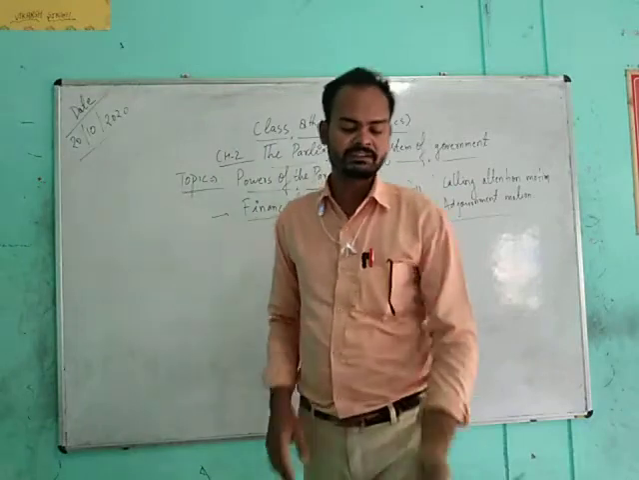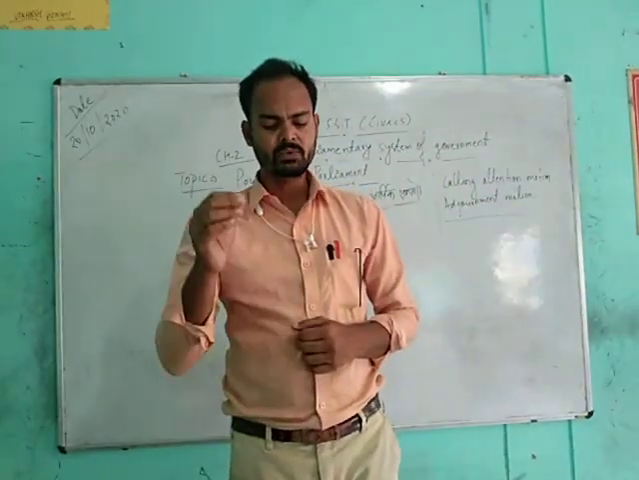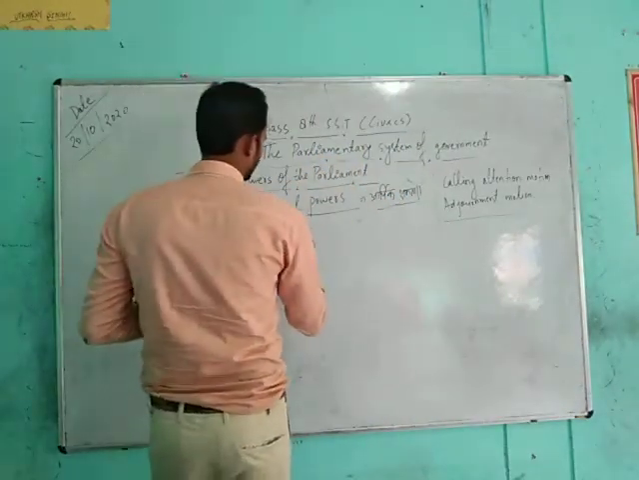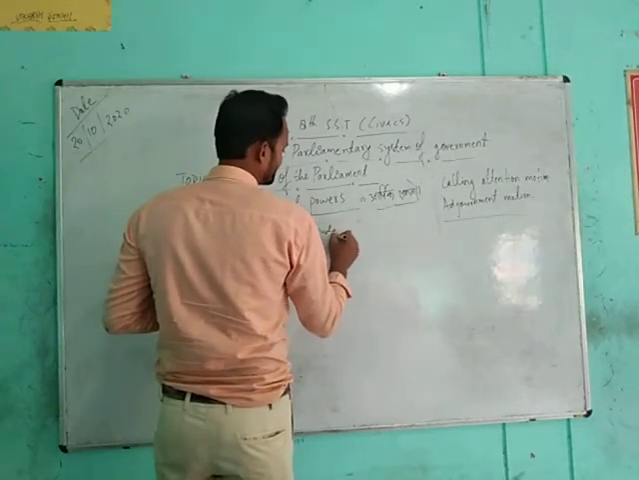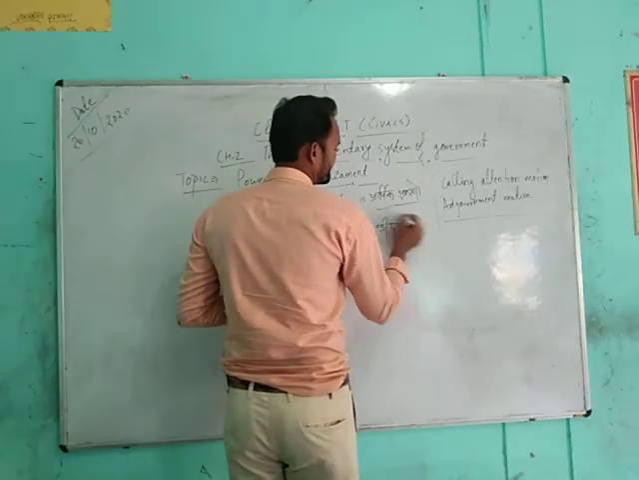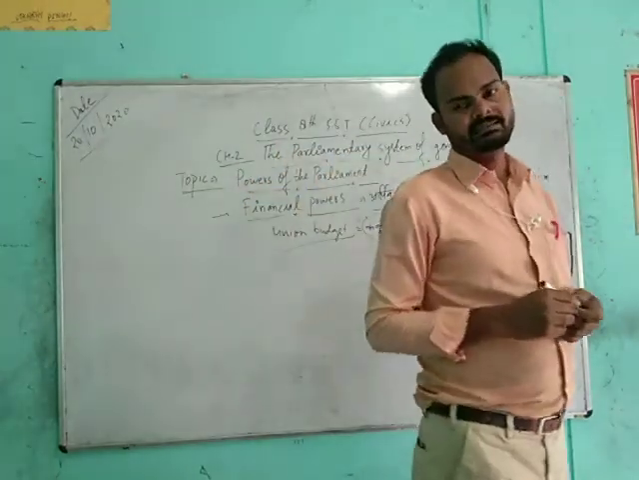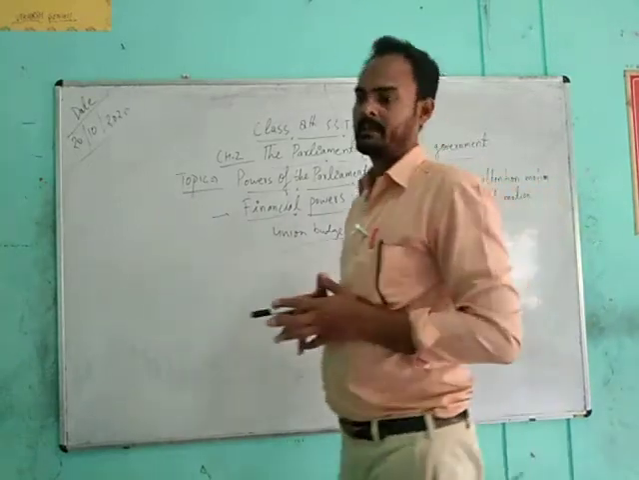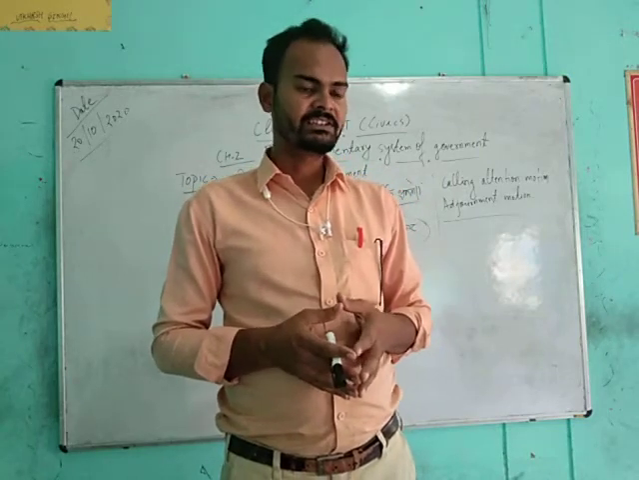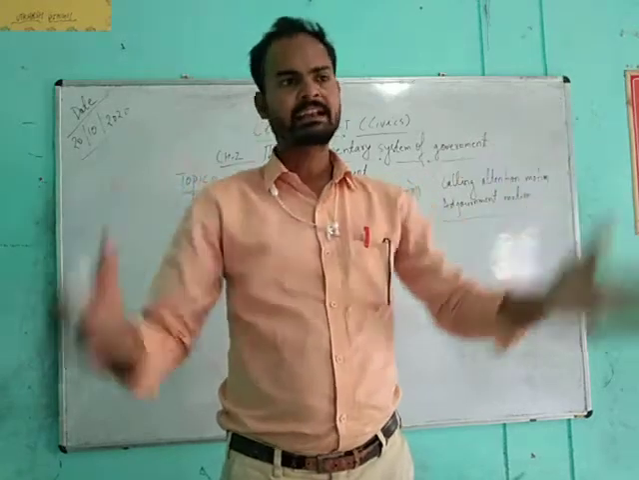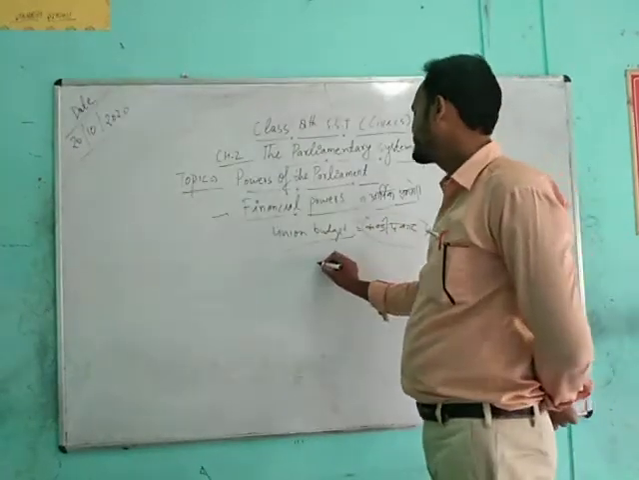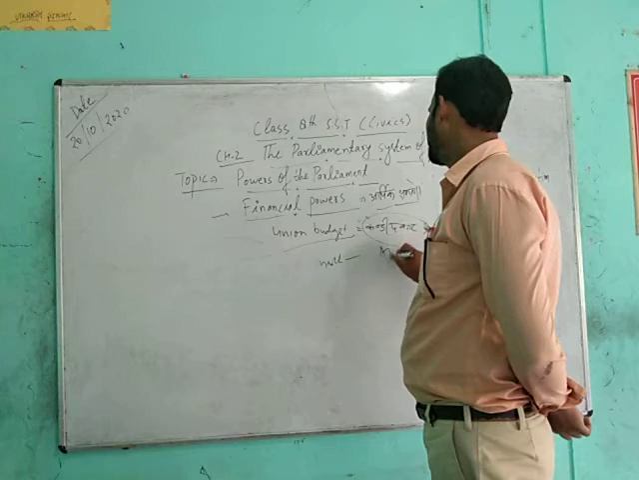So students, now our topic, financial powers. The financial powers of Parliament include control over the union budget. What is the union budget, students? Union budget, that is Kendriya budget. What is this budget? Expenses. The collection of taxes is there. We know the revenue collection, the tax collection, is done by the government. And after the collection of tax, after a year, there is a financial year starting from April.